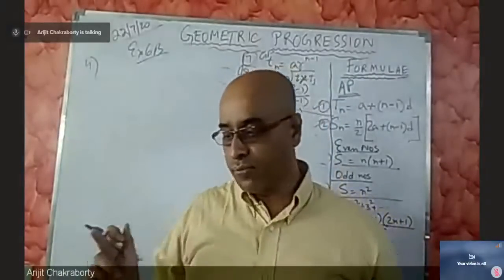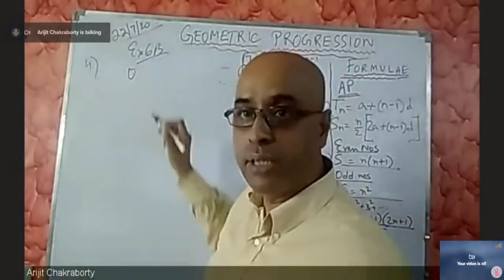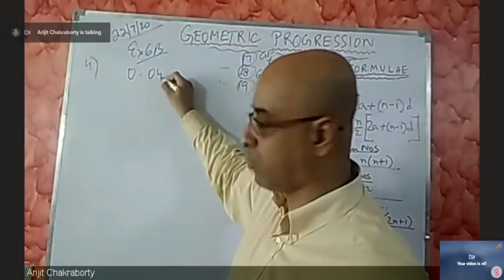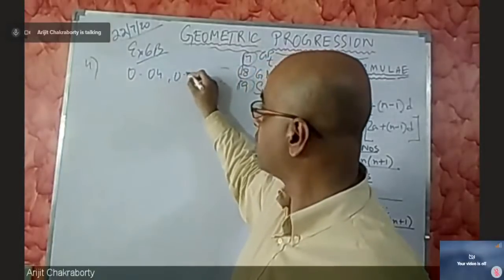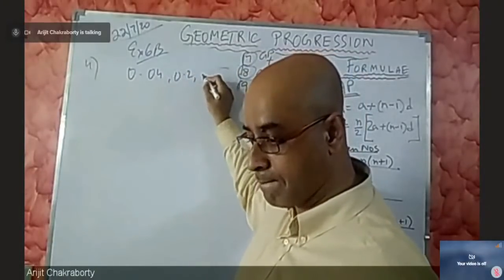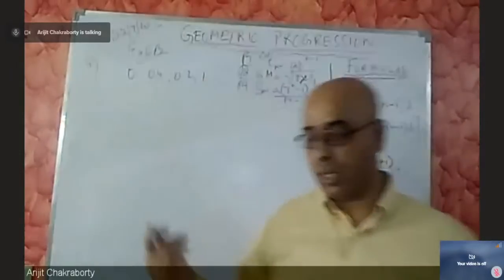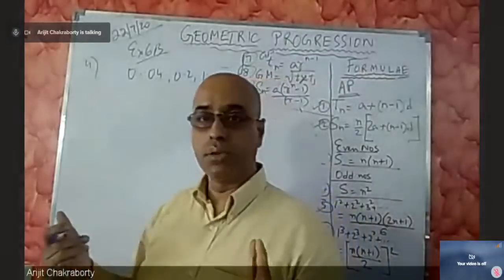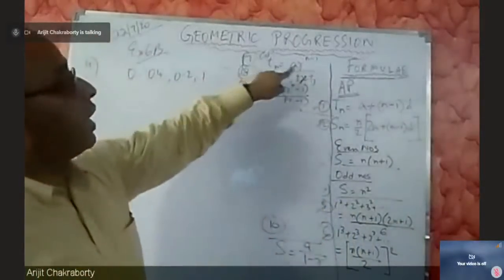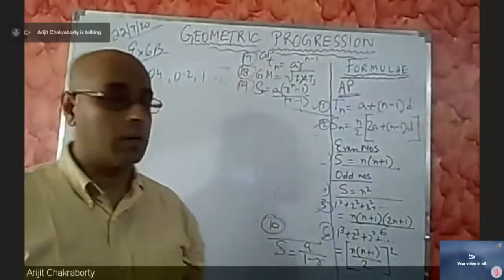The fourth term of the series is given. Please open the question: 0.04, then we have 0.2, then we have 1, and so on. What is the fourth term? Okay, the fourth term. So we use this formula: a r to the power n minus 1.